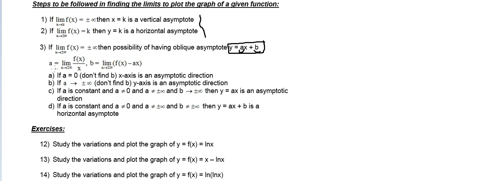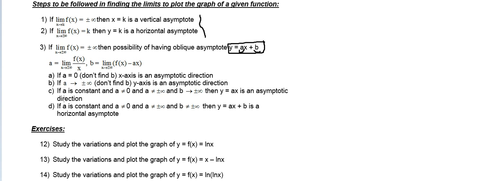While finding a and b, a is always equal to the limit of f of x over x as x approaches plus or minus infinity, and b is equal to the limit of f of x minus ax as x approaches plus or minus infinity. Now, if a equals 0, we don't need to find b. Directly, if we find this limit and it's 0, the x-axis is an asymptotic direction. And we will see now what's the difference between an asymptote and an asymptotic direction. If a tends to plus or minus infinity, also no need to find b. The y-axis in this case will be the asymptotic direction.